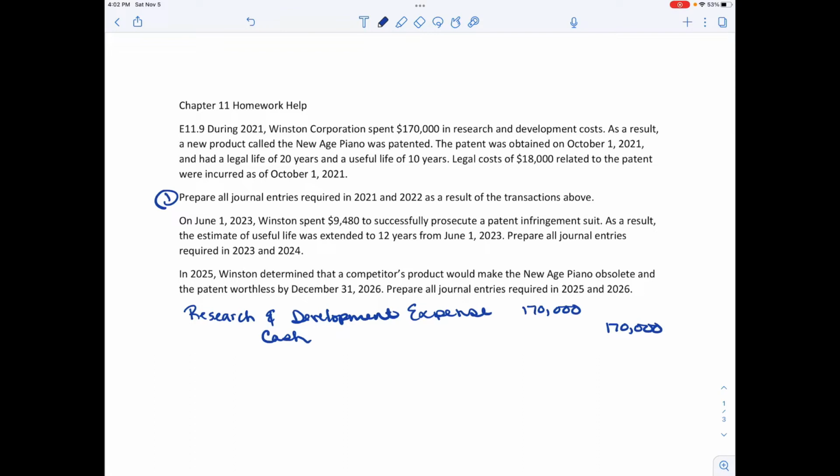Then we move on a couple more sentences. It says we obtained a patent on October 1st. That patent had a legal life of 20 years, but a useful life of 10 years. That's the part we're concerned about. And it had legal costs of $18,000 related to getting that patent. So we want to record that we got this patent. We paid cash, and that was $18,000.